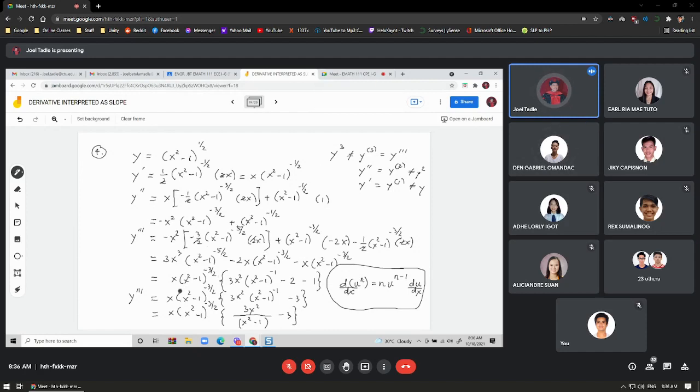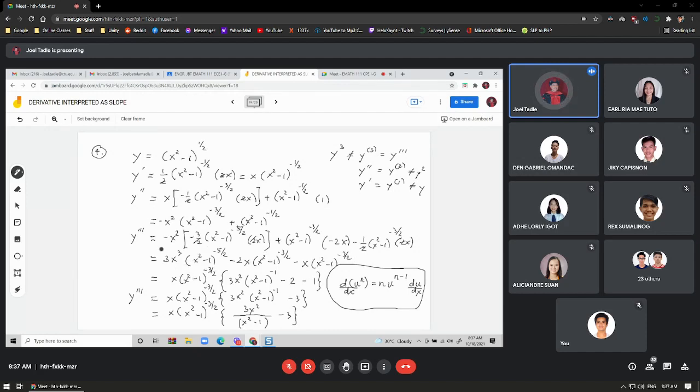Factor out the common term, no? So, x times quantity x squared minus 1 raised to the power negative 3 halves. This expression here is from the third term. This is our common term in the three terms. We factor it out.